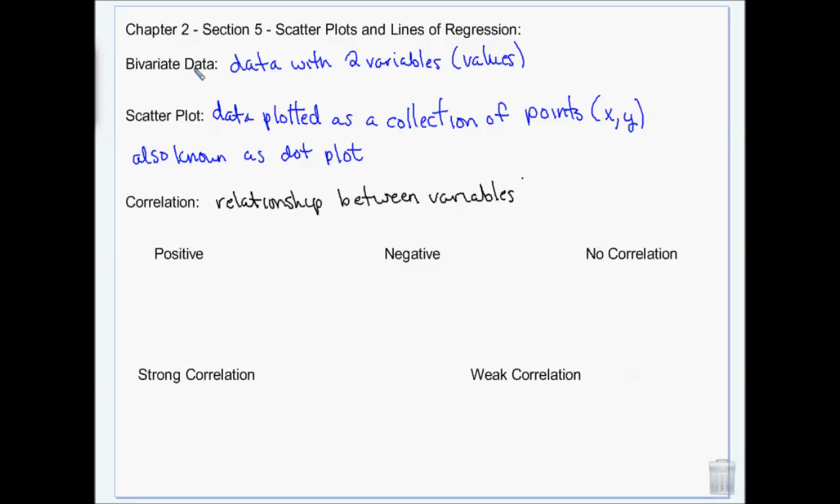Okay, so bivariate data is data with two variables. Bi means two, variate means variables. So two variables, so two values, for example, the amount of lions in the park over years. So years is one variable, amount of lions are the other.